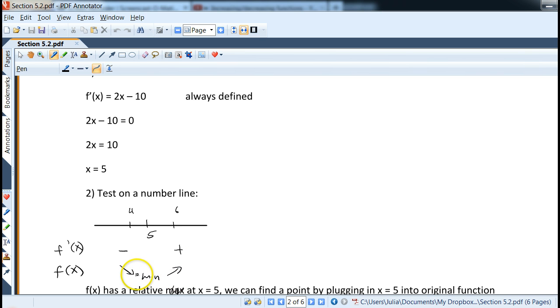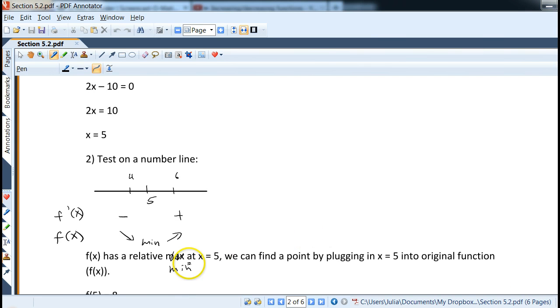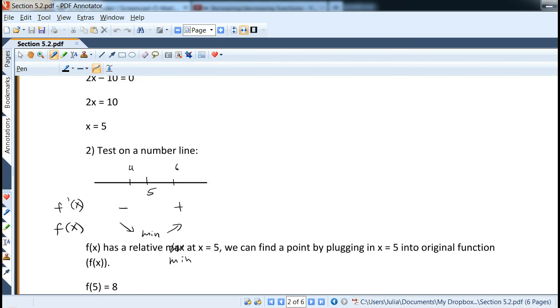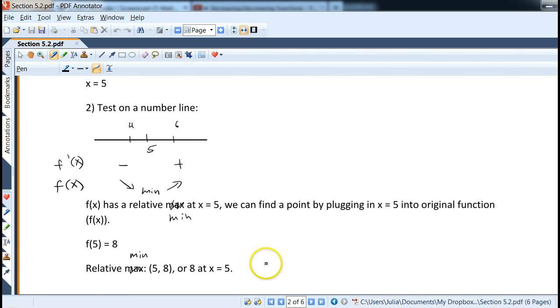So what do you have? It looks like a little min if you join your arrows. Notice how the arrow dips down and then goes back up again. So we have a minimum at that point. So f of x has a relative min at x equals 5. Now, how we present the final answer: because the min value is the y value, we have to plug it into the original function f of x, and I got 8 when I plugged it into f of x. So now we're done with the derivative. We can write it either as the point (5, 8), or you can write y equals 8 at x equals 5.